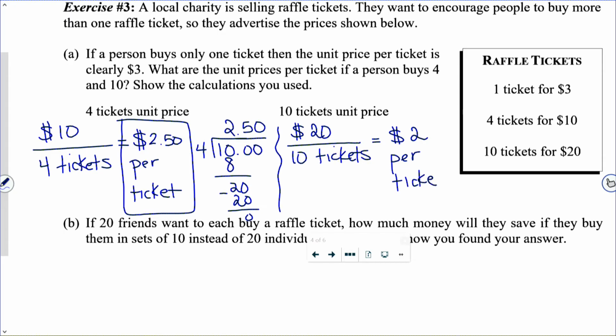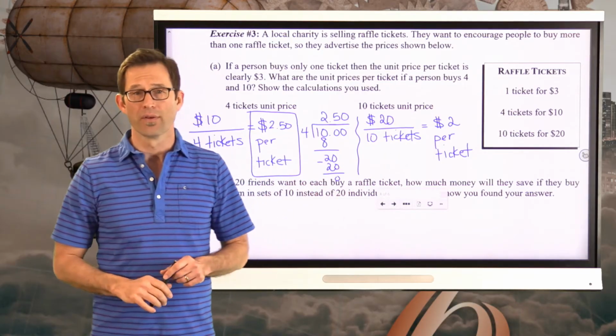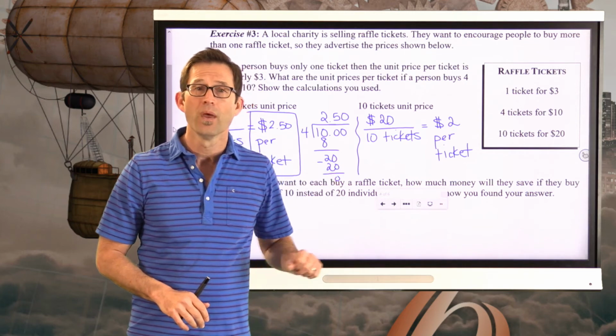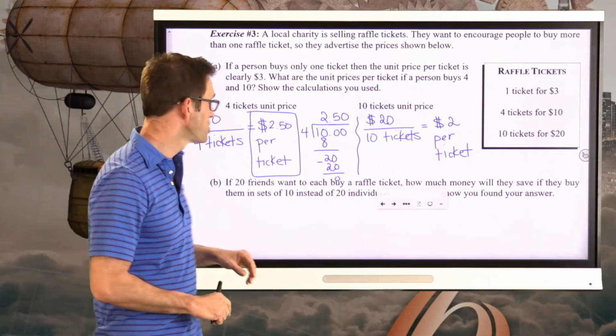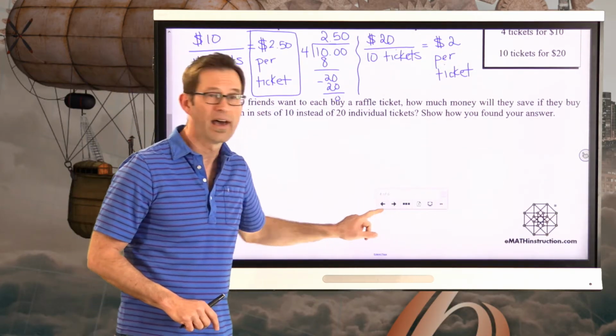And again, this is oftentimes the way things work, which is that the more raffle tickets you buy, the better the deal they're giving you. So I'm spending $3 per ticket if I only buy 1 at a time, but if I buy 10 at a time, I'm spending $2 per ticket. I'm getting a much better deal. And speaking of which, then, let's take a look at letter C.